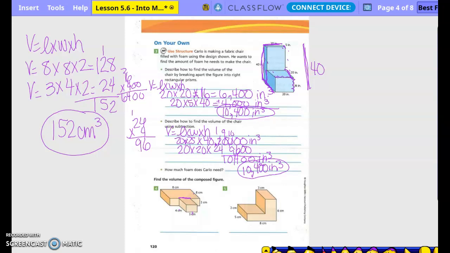Okay, let's do the next one with subtraction. Let's try it, okay? So we would have our dotted line right here, correct? All right, so to find the whole thing, so we still use volume equals length times width times height, right? Okay, so volume equals, what's the dimensions of the whole thing?